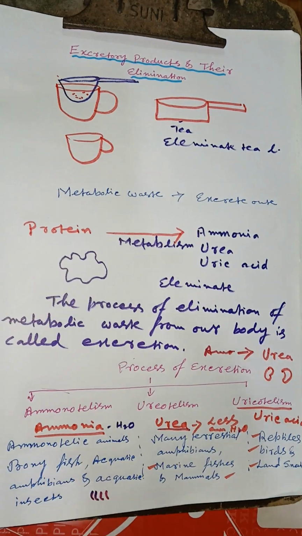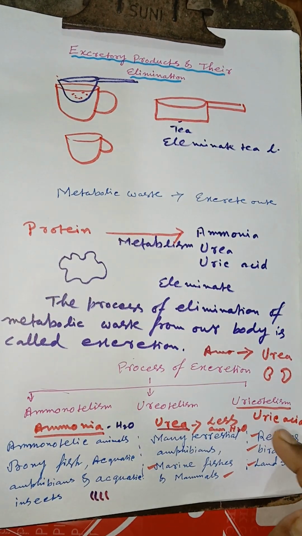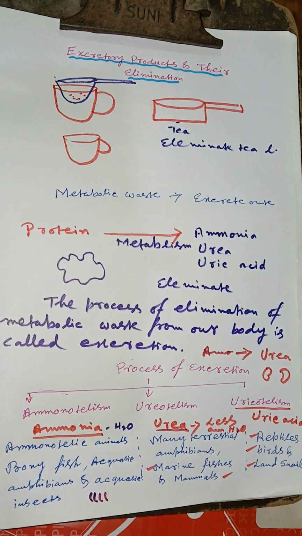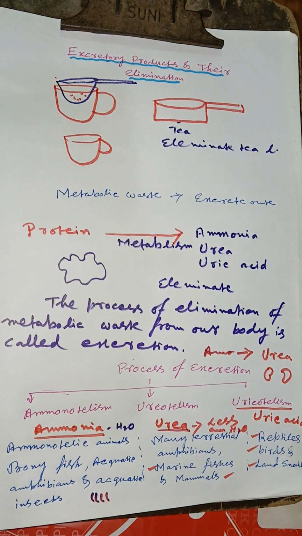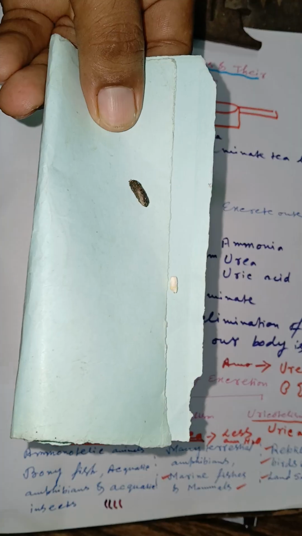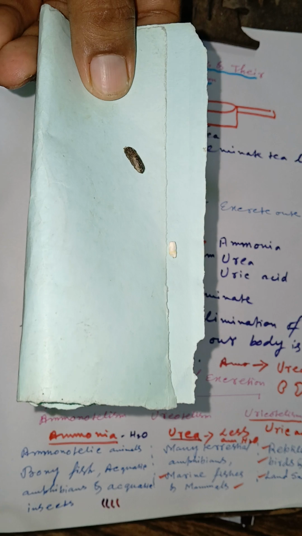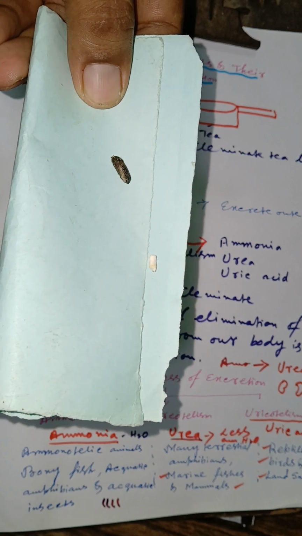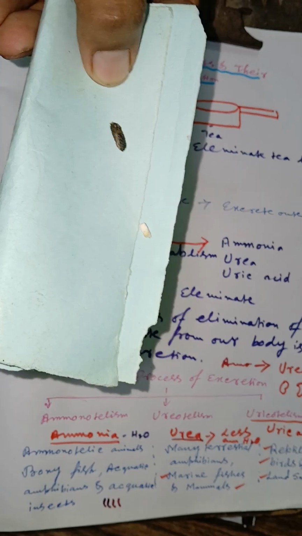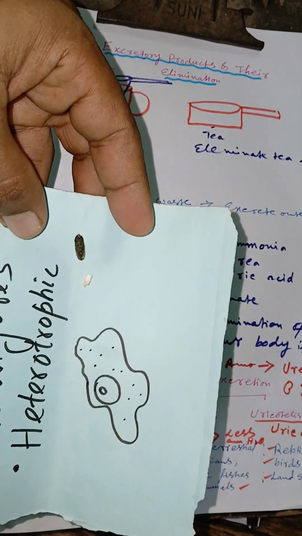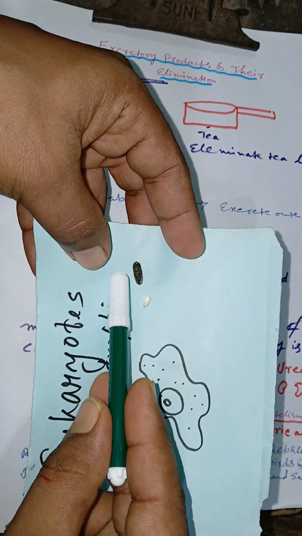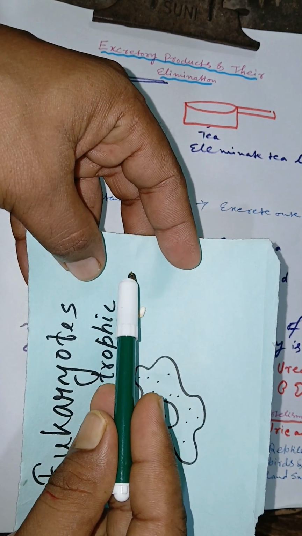Okay. Actually this uric acid is eliminated in the form of pellet. Uric acid is eliminated from their body in the form of pellet. What is pellet? Actually pellet is like that. Look students, this is the pellet. Means this part is known as the uric acid and this part is, what is this?